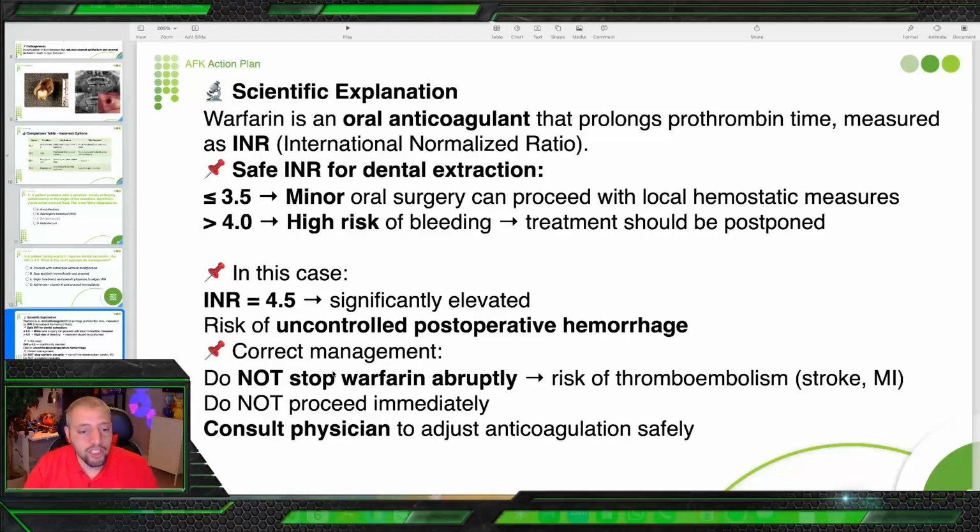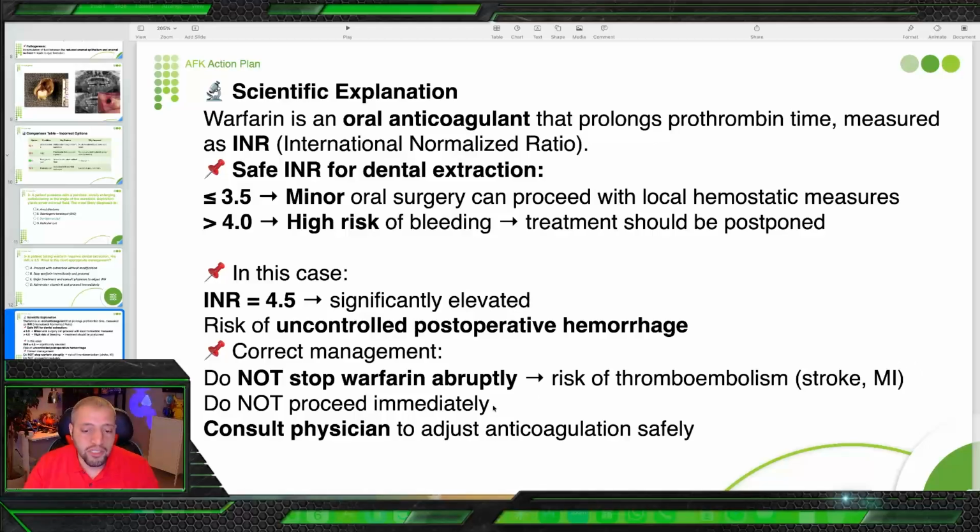So what is your management? Do not stop warfarin abruptly. Why? Because you are a dentist. You cannot stop this medication. You didn't prescribe it, so you cannot stop it, because of the risk of thromboembolism, stroke, and MI, and the patient's well-being and being alive is more important than doing the extraction.